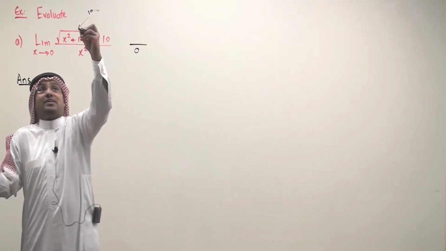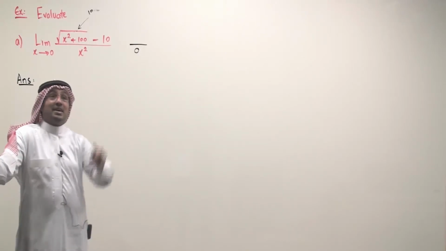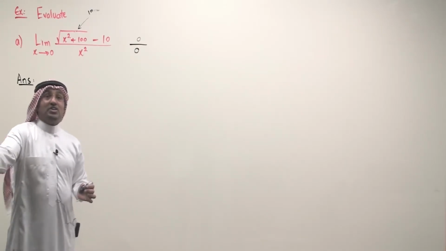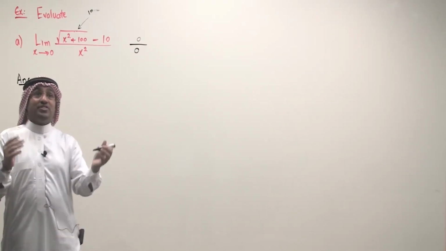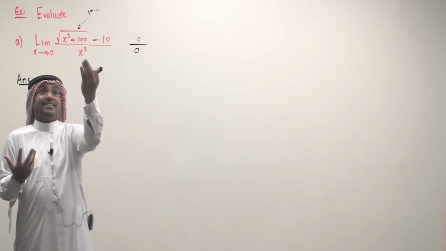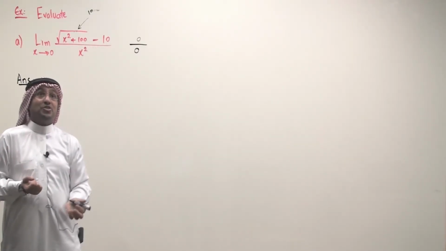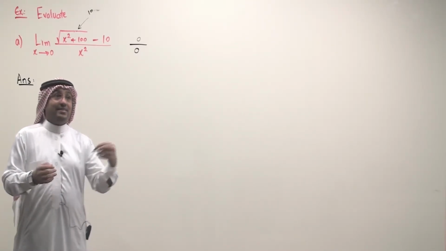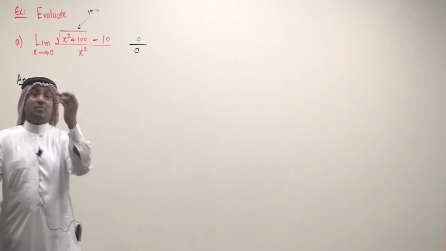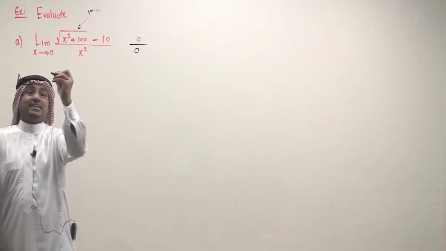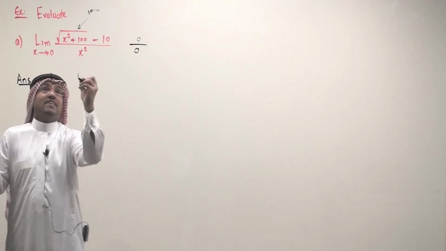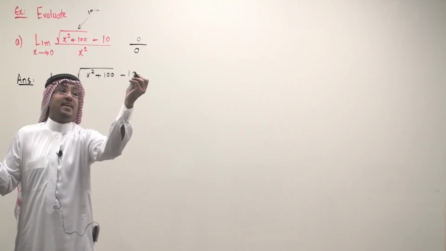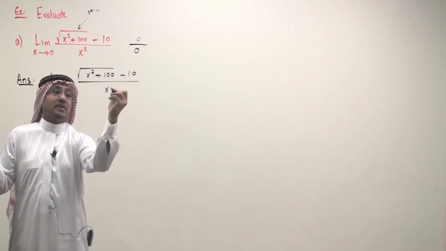So the first quantity is going to be 10 minus the other 10, so this will be 0 over 0. So when it is 0 over 0, the denominator has x as a factor, and the numerator too must have an x as a factor. And this is how I simplify. So what I'm going to do, this limit, in fact, is equal to the limit of square root of x squared plus 100 minus 10 divided by x squared.